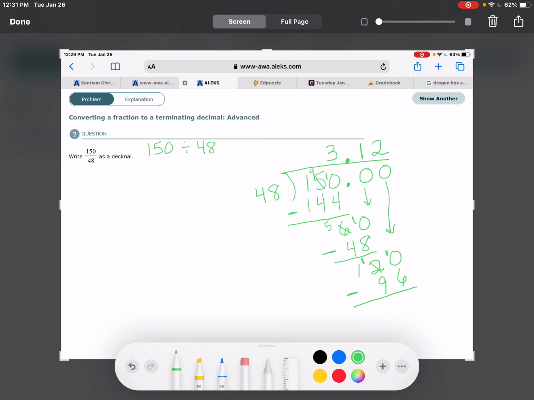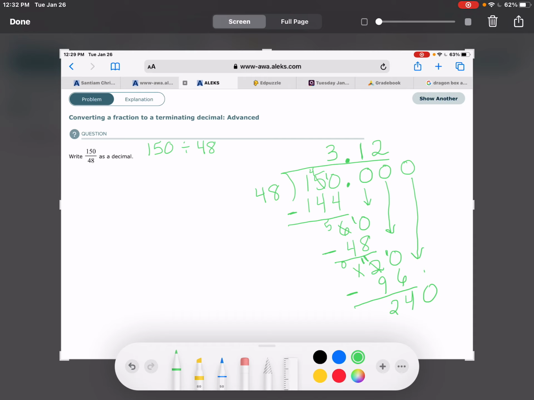10 minus 6 is 4. And let's see, I'm going to borrow that guy too. 11 minus 9 is 2. And I have 24. I need another 0. These are not for the faint of heart. All right. Oops, I really meant to put that 0 down here. Okay, does 48 go into 240?